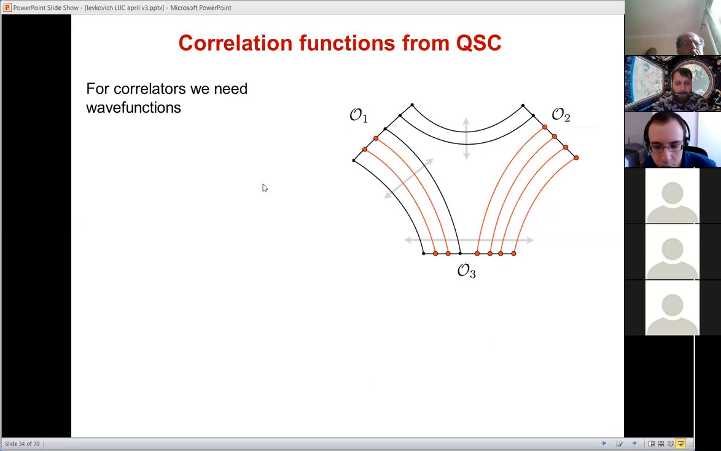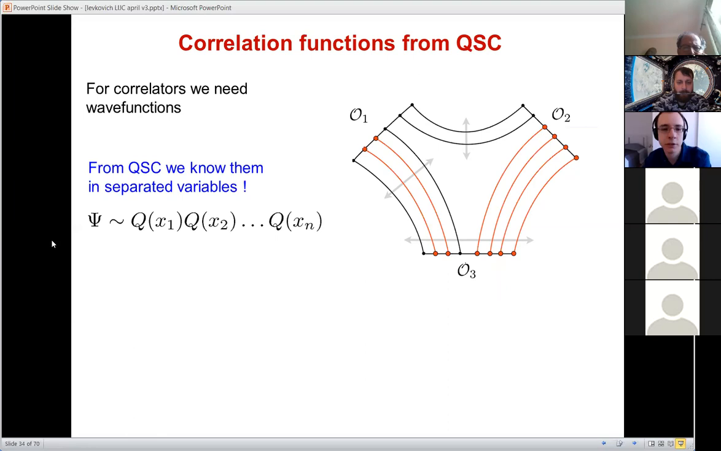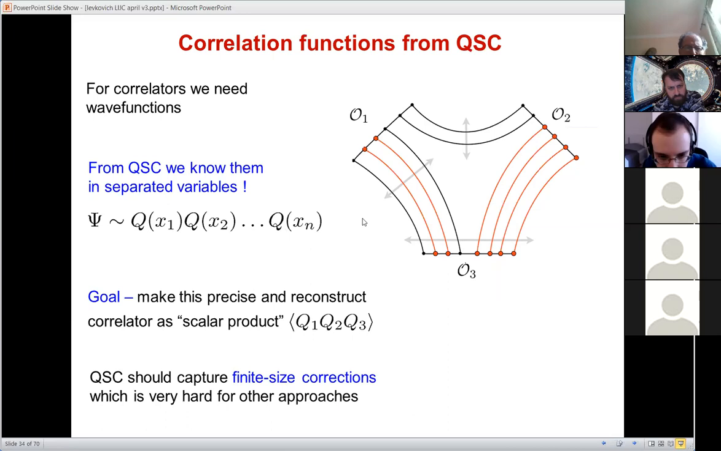I said the quantum spectral curve computes the spectrum, but in order to solve the theory completely, we also need to know three-point functions. And the problem of computing these correlators is, roughly speaking, the problem not of the spectrum, but of wave functions of the states. And the rough expectation is the following: since we know wave functions in separated variables, we expect them to be just a product of Qs that we know very efficiently now. So the idea then is that to reconstruct the three-point correlator is some kind of overlap between the three wave functions. And this would map to a kind of scalar product between Q functions corresponding to the three operators.